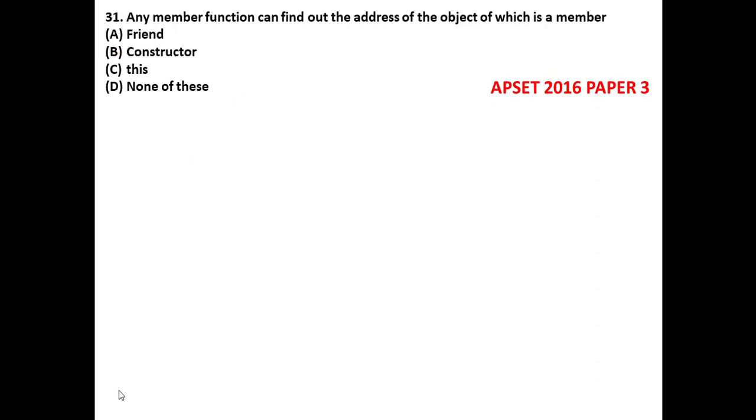See the next question, question number 31. Any member function can find out the address of the object of which it is a member, right? Here the answer is this member function. Okay. See the next question, question number 33. The range of frequencies transmitted without being strongly attenuated is called the bandwidth. Here option C is the right one.